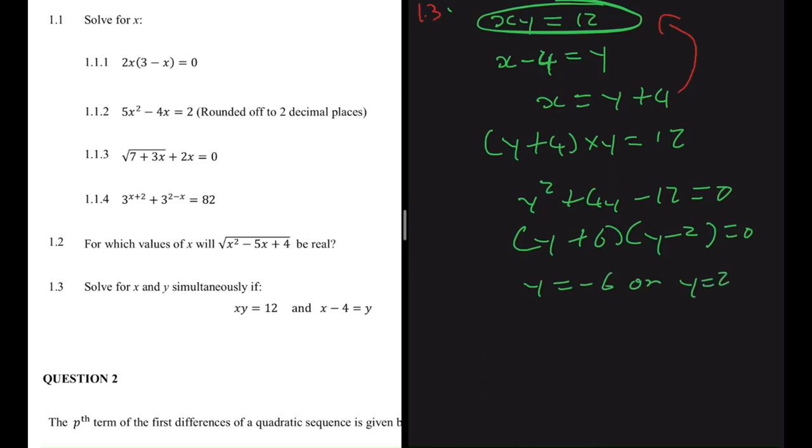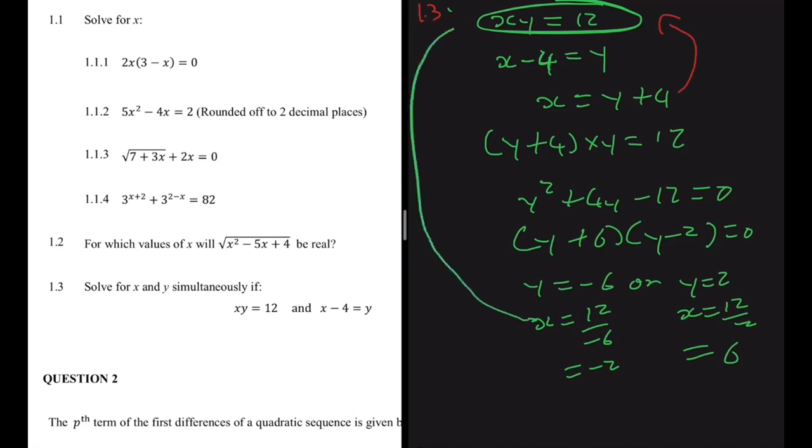So now we can find x, right? If y is equal to minus 6, then x will be equal to 12 divided by minus 6, which is minus 2, right? And then if y is equal to 2, then x will be equal to 12 divided by 2, which is equal to 6, right? I'm just substituting into this equation here and finding our value of x.